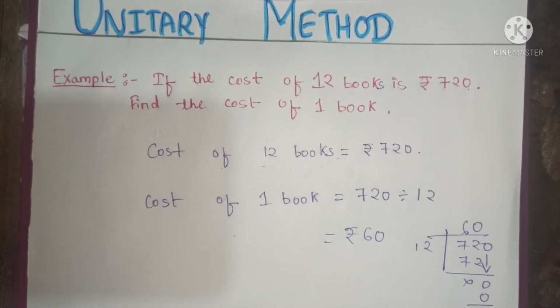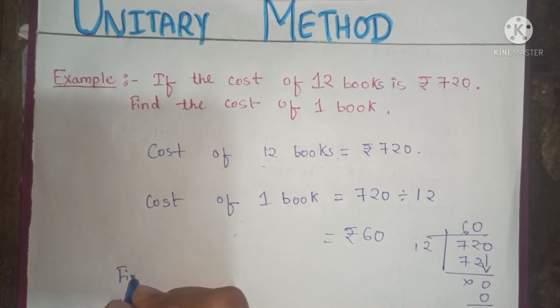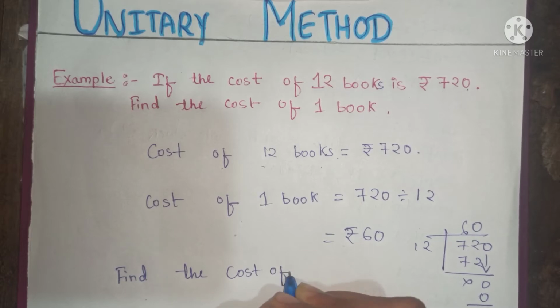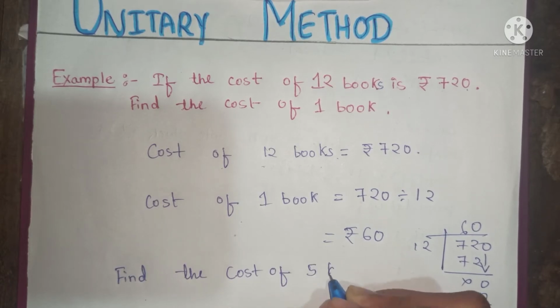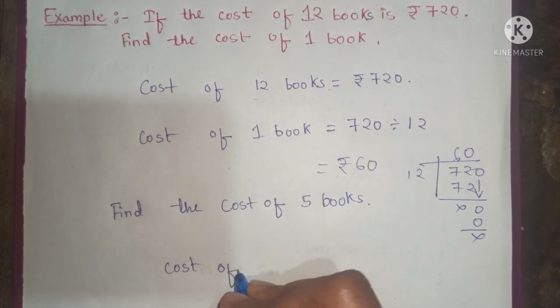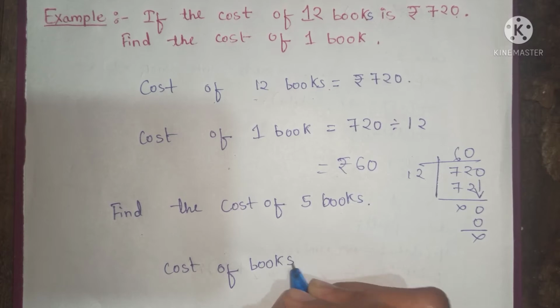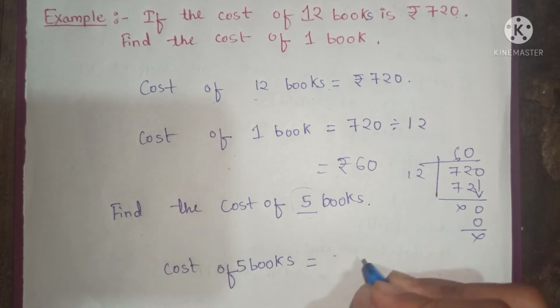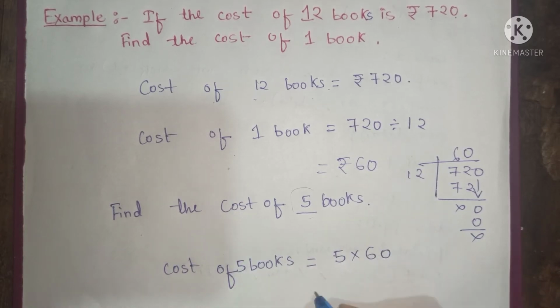Now if I ask you, find the cost of 5 books. So what you will do? To find the cost of 5 books, we will multiply. What we will multiply? We will multiply the cost of one book and the number of books we need to buy. Cost of 5 books equals 5 into 60. So the cost will be rupees 300.